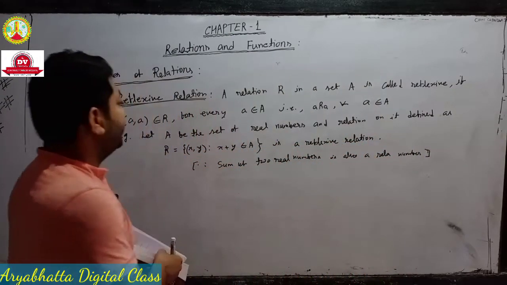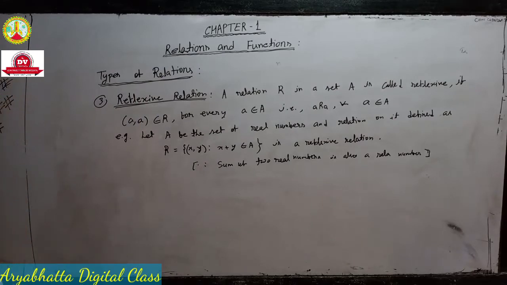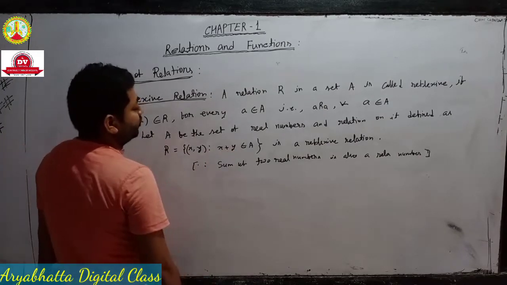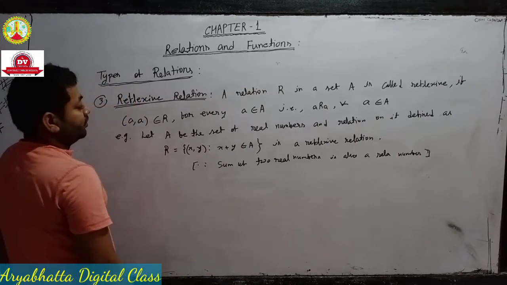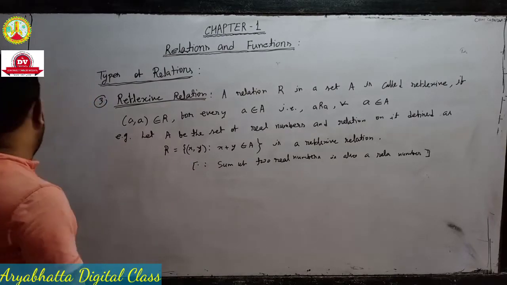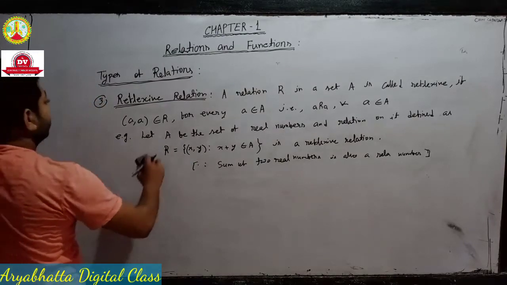For example, A is a set of real numbers and a relation on it is defined as R equal to ordered pairs (x, y) such that x plus y belongs to A. This is a reflexive relation because the sum of two real numbers is always a real number. We take another example.